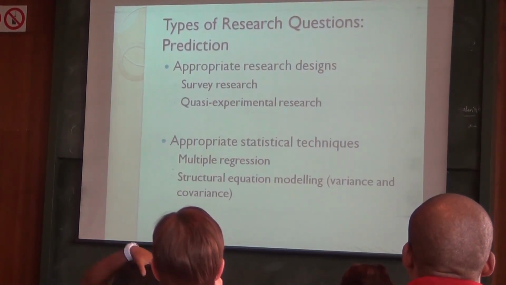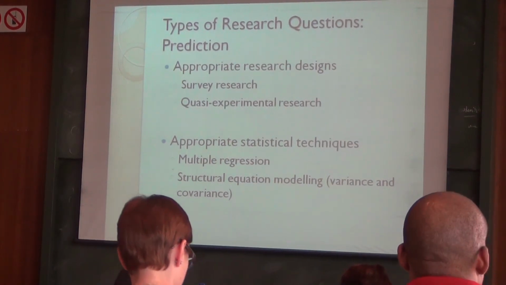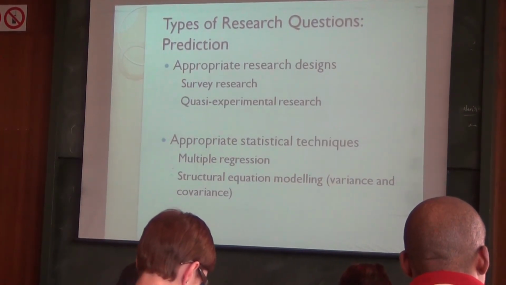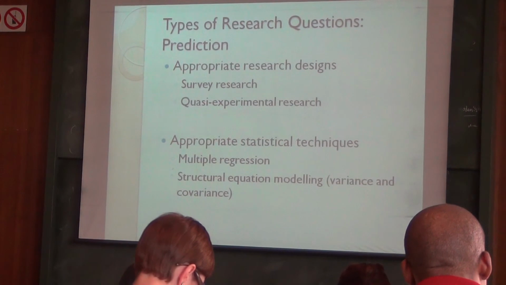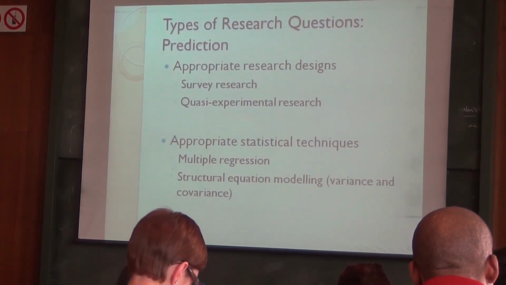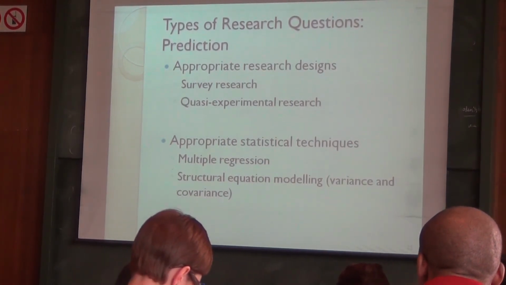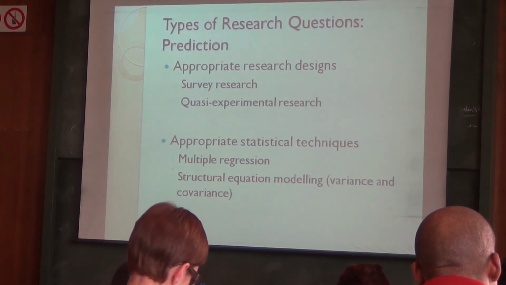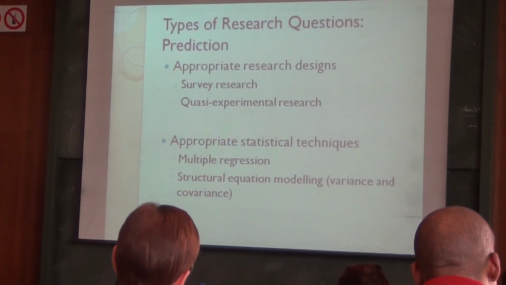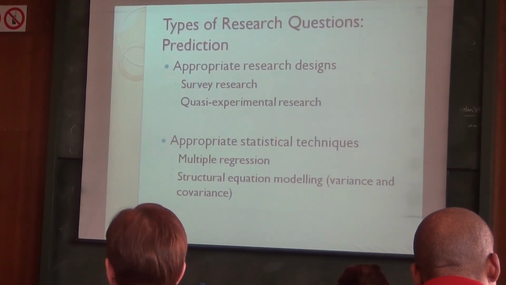So a hop, skip, and a jump from explanation is prediction. So no real difference in terms of your research design or your appropriate statistical technique. So usually if you can explain why something is happening, you will be able to predict when it is going to happen.